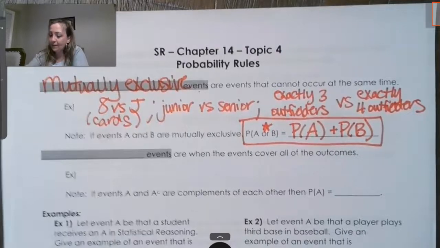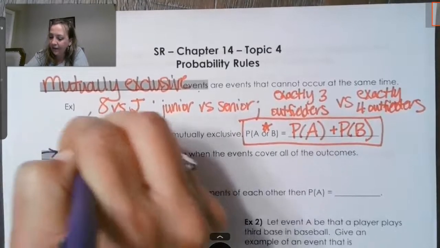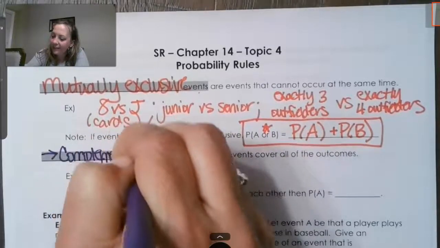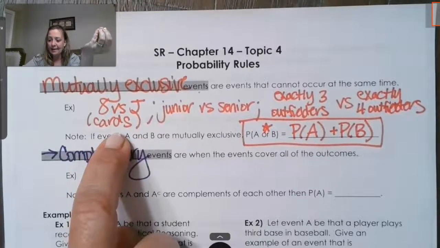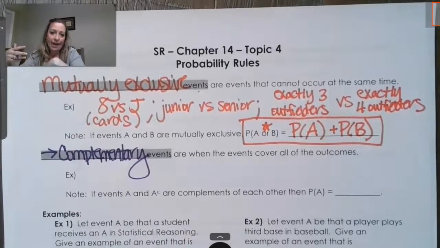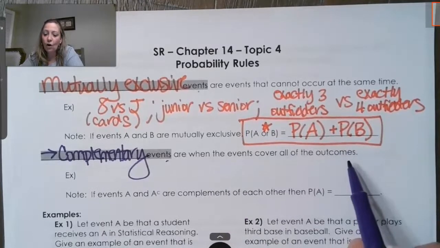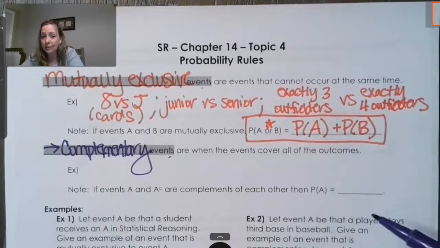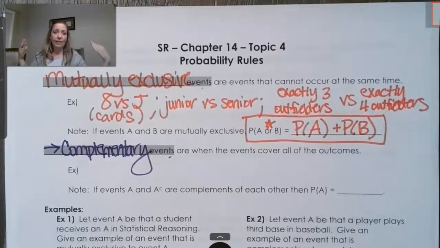Now, complementary events are really like a subset of mutually exclusive events, but they're even more special, okay? Now, in a deck of cards, it's true that you can't do an 8 and a jack at the same time, but those events aren't complementary because there are cards other than 8s and jacks. So complementary events are when the events cover all of the outcomes. So complementary events are mutually exclusive events, but they're mutually exclusive events that will cover everything.